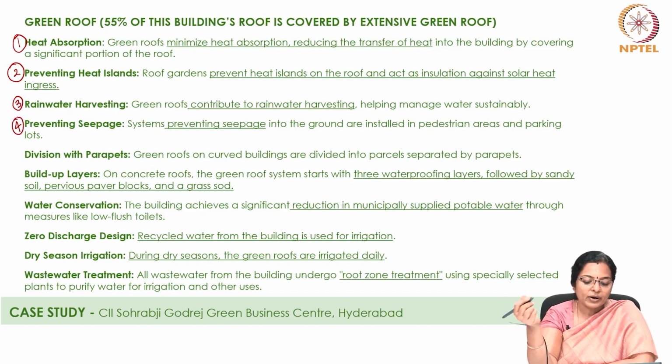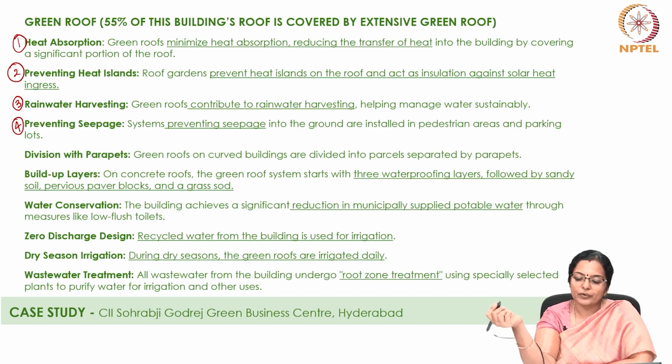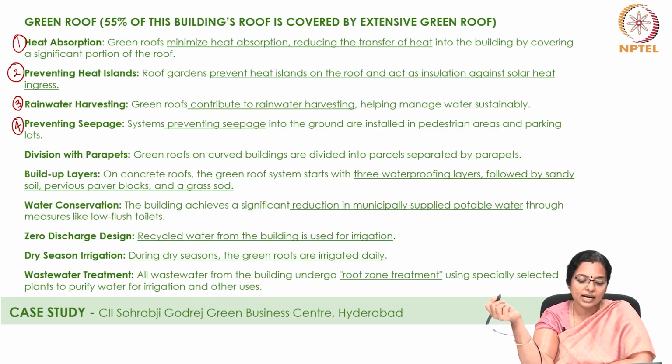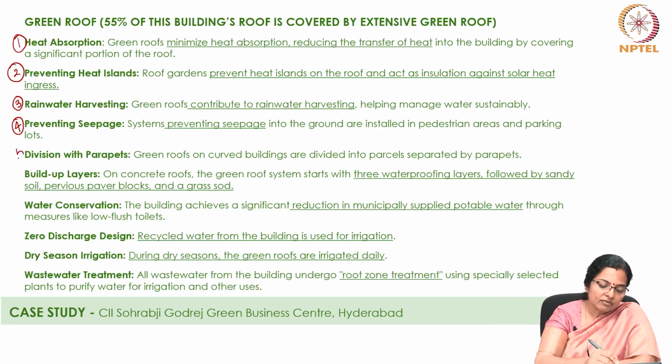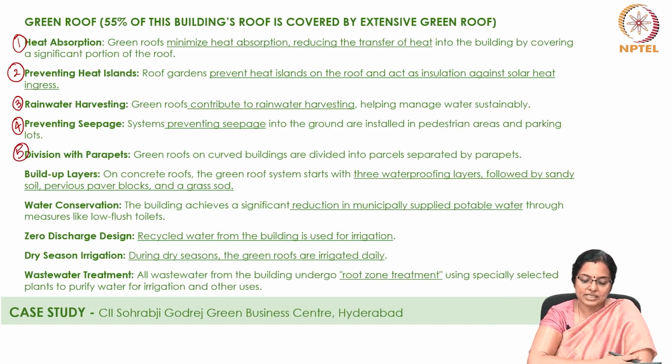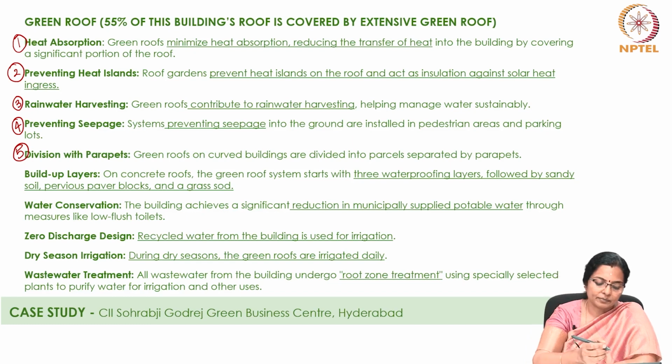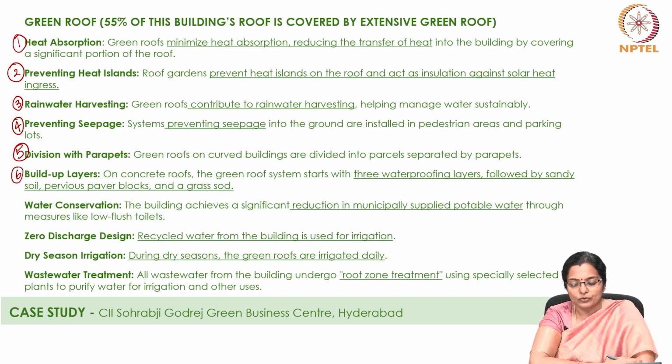Fourth is preventing seepage. Systems preventing seepage into the ground are installed in pedestrian areas and parking lots. Fifth is division of parapets. Green roofs on curved walls are divided into parcels separated by parapets. Sixth is build-up layers. On concrete roofs, the green roof system starts with 3 waterproofing layers followed by sandy soil, pervious paver blocks and a grass sod.